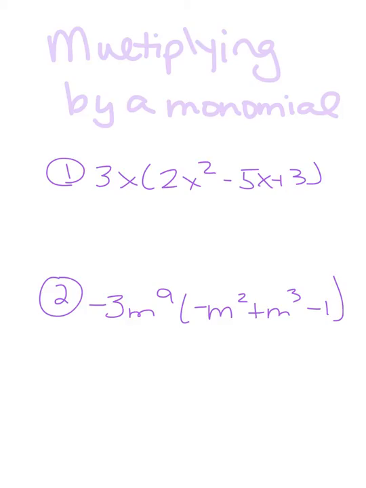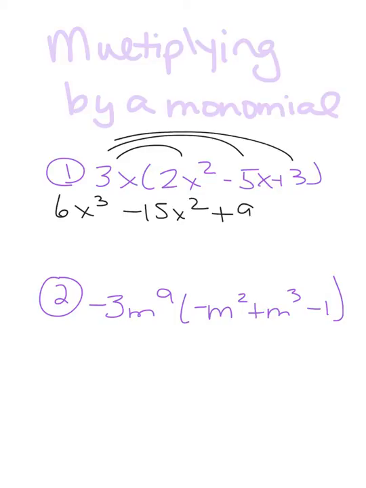Let's take a look at what we did on the last lesson, multiplying by a monomial. So let's just remember, we're going to need to distribute this 3x in number 1. So this becomes 6x to the third. 3x times negative 5x gives us negative 15x to the second. And 3x times 3 gives us positive 9x.